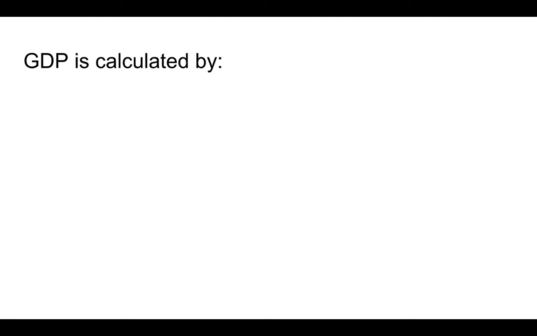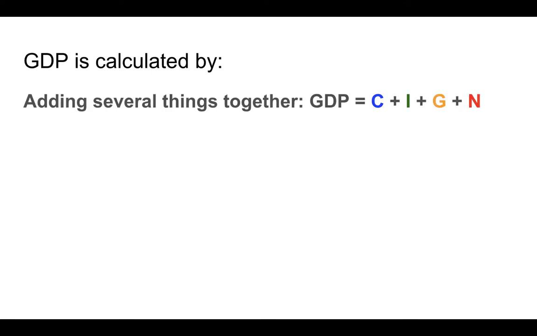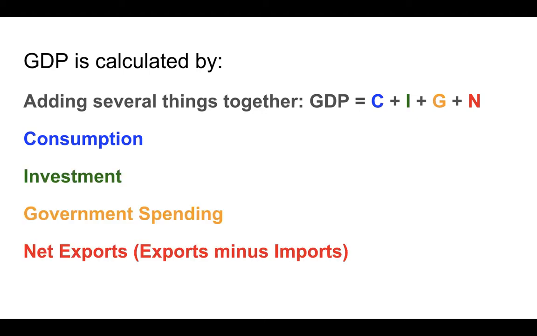So GDP is calculated by adding a few of these things together. We looked at consumption plus investment plus government spending plus net exports equal GDP. So this is an equation you should know. What goes into the forming of this very important economic indicator? The number would be useless if you didn't know what went into it.